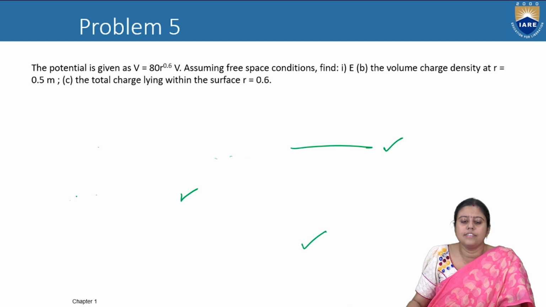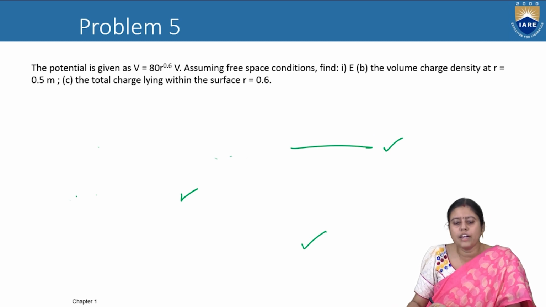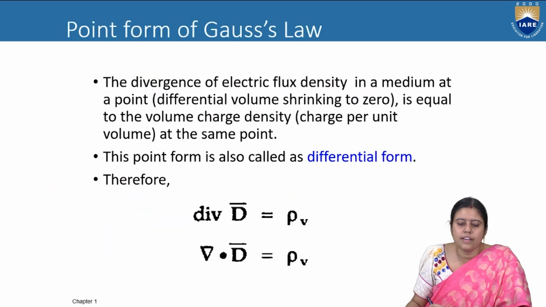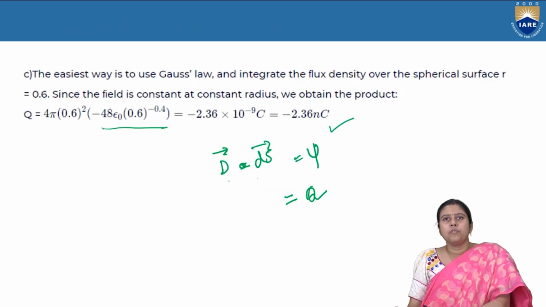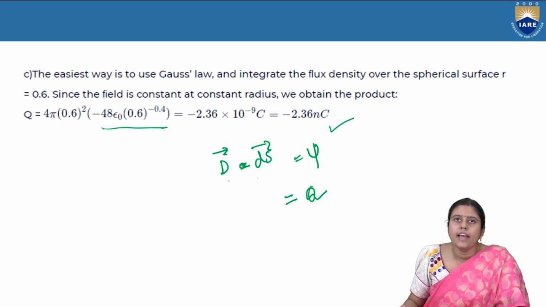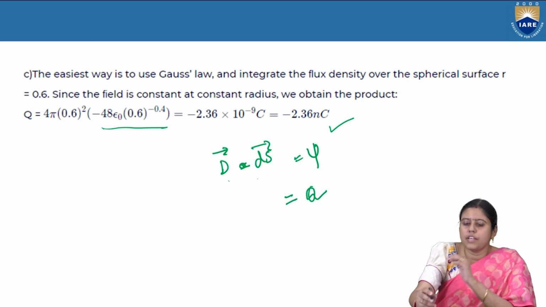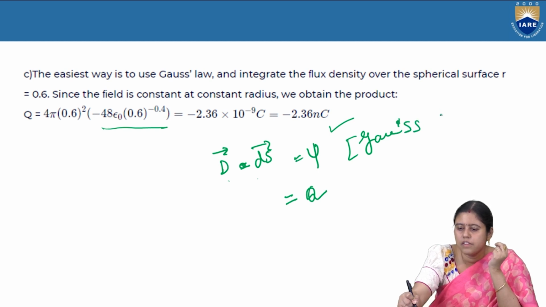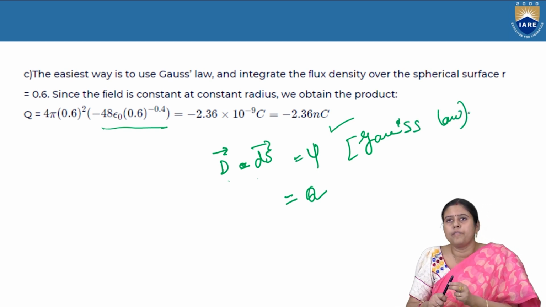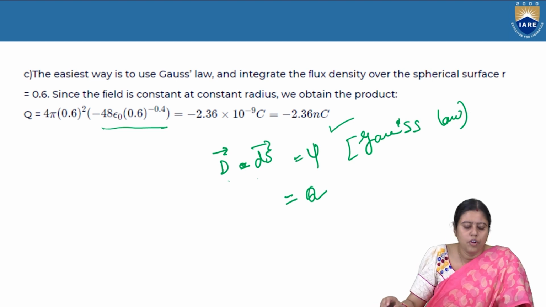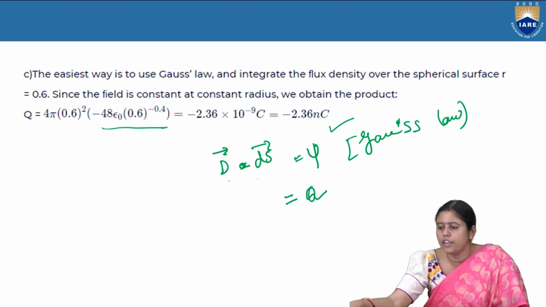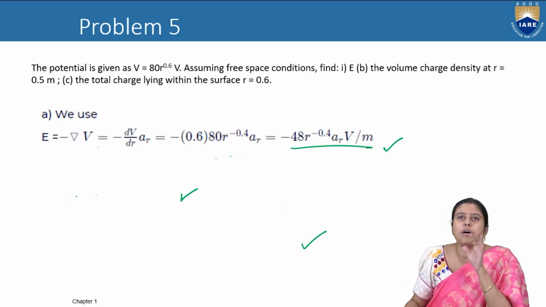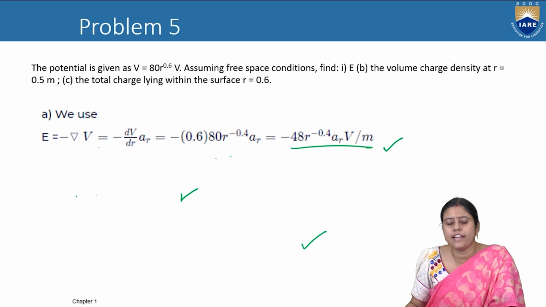Again for the part C, we know the total charge. For the part C, we know the value of the D, and D dot ds is equal to psi from the Gauss law. And from the Gauss law psi is equal to Q, so we can solve the equation. So today we have discussed 5 important problems on the electrostatic field.